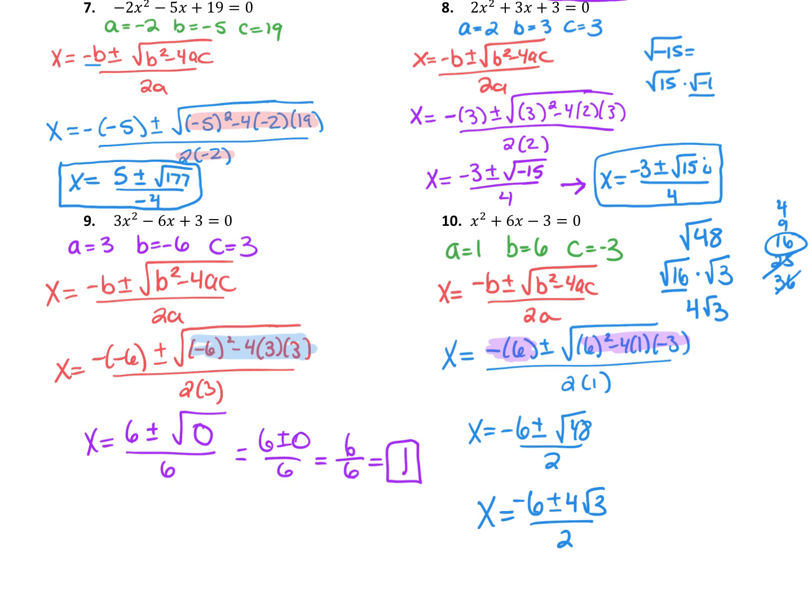Now, this can simplify a little bit more because 6 and 4 are both divisible by 2. So I can think of this as negative 6 divided by 2 plus or minus 4 root 3 divided by 2. Because remember, I want to divide everything by 2. And so I'll end up with negative 3 plus or minus 2 root 3 as my final answer. Don't forget about that plus minus.